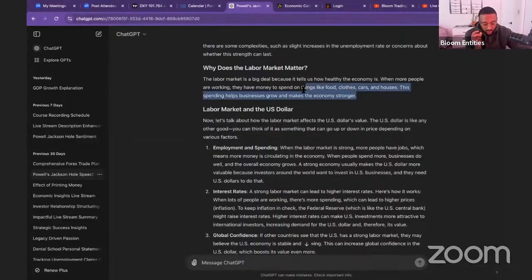Again, the one sentence from Ray Dalio, a really famous, highly successful investment banker that I've been watching some of his stuff on YouTube. He says, one person's spending is another person's income. And when you think about that sentence, one person's spending is another person's income.